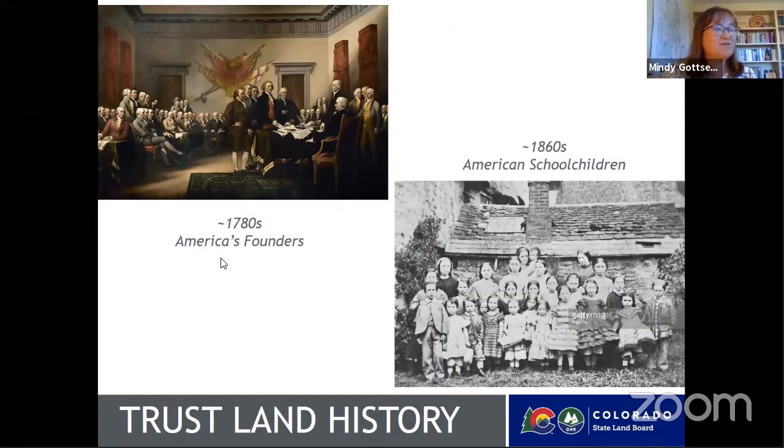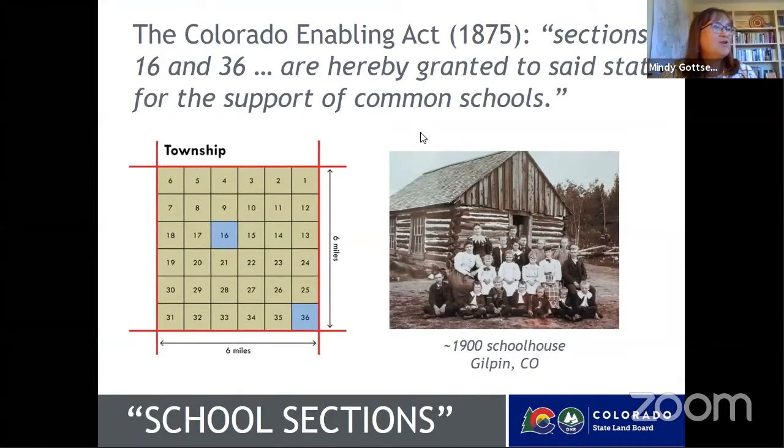So this goes back to the founding fathers. Shortly after we won the American Revolution, any new state that became a state was given state trust lands, and the purpose of those lands was to benefit public education, specifically the American school children. So in Colorado, when Colorado became a state in 1875 or 1876, sections 16 and 36 were given to the state for the benefit of public schools. We actually currently have a few other little trusts that also receive money from revenue generated on these school sections, but generally those are the state trust land properties.